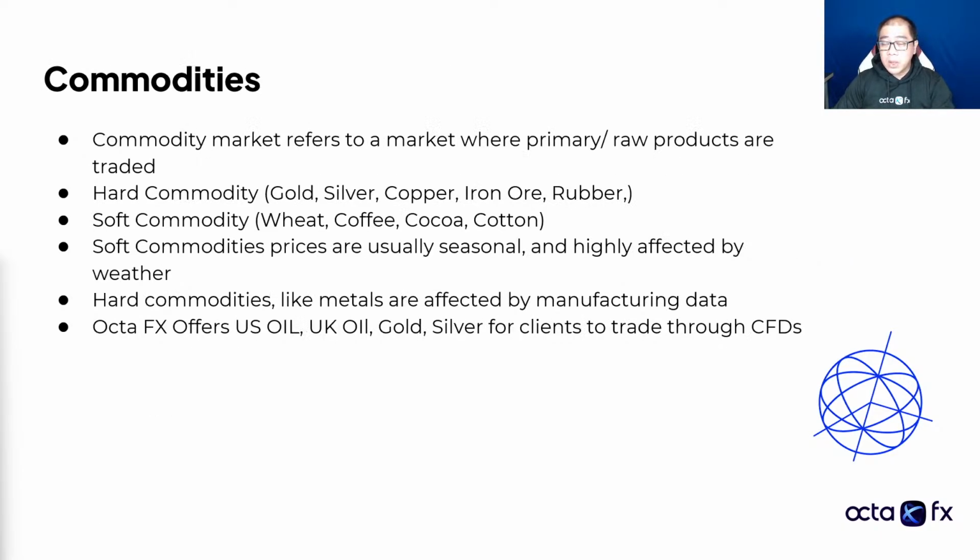Okay, next market that we wanted to focus on is the commodities market. The commodity market refers to a market where primary or raw products are traded. There are several categories. Obviously, we've got the hard commodities, which are gold, silver, copper, iron ore, rubber, and then we've got the soft commodities, which are wheat, coffee, cocoa, cotton. Soft commodity prices are usually seasonal and very highly affected by the weather. Hard commodities like metals are affected by manufacturing data, depending on if there's any demand for it.